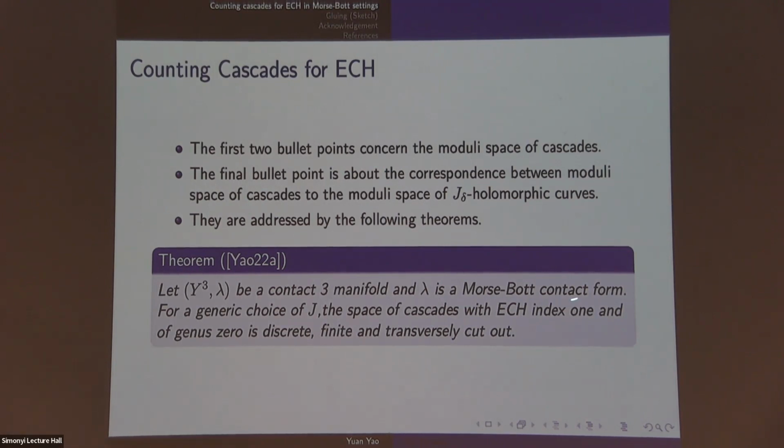So if you have a Morse-Bott contact form, after a generic choice of J, the space of cascades with ECH index 1 and genus 0 is discrete, finite, and transversely cut out. But only for curves of genus 0. There's more you can say, but this is the cleanest statement that can come out. You can say, for cascades with less than or equal to 3 levels for generic J, ECH index 1s are transversely cut out, et cetera. But this is the one I'm going to talk about today.